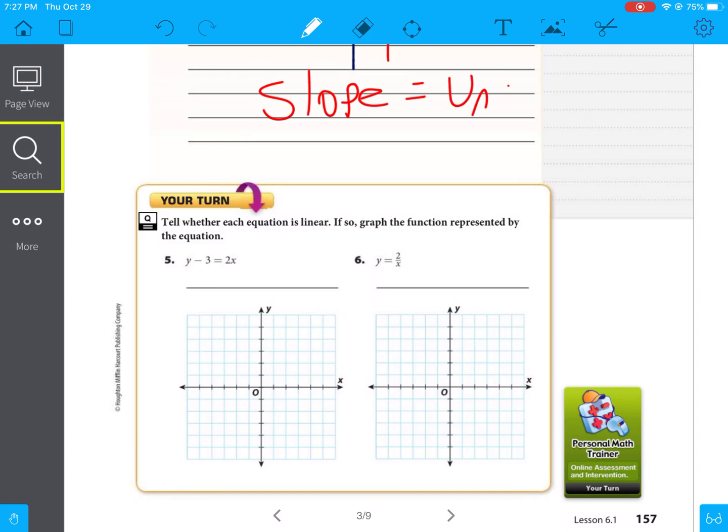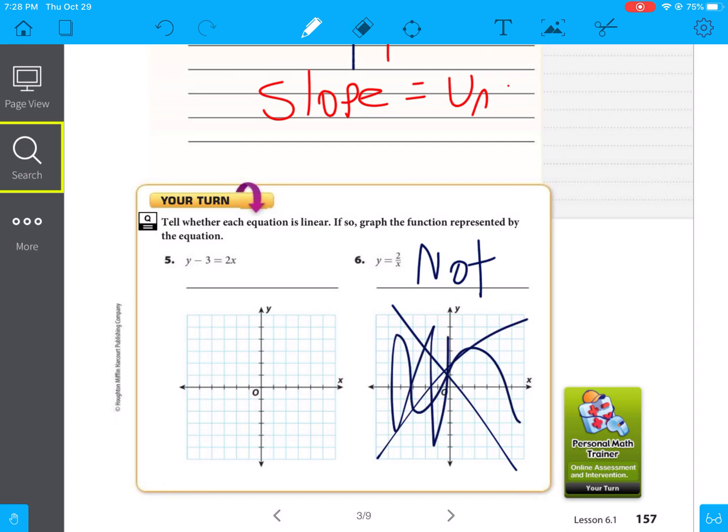Now if you look at number 5 and 6 for your turn, it says tell whether each equation is linear. If you look at number 5, yes, that is linear. So what you can do is make an XY chart and plug in a number for X, and then you can get your Y. Number 6, if you notice, the X is in the denominator, so not linear. So that one doesn't work.